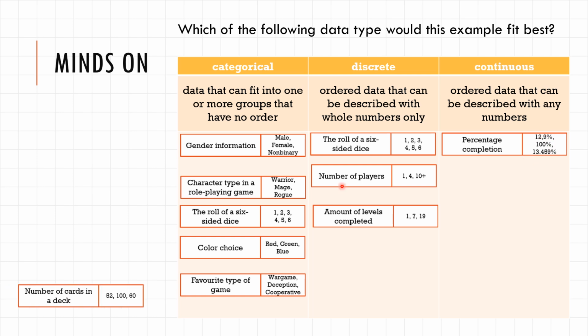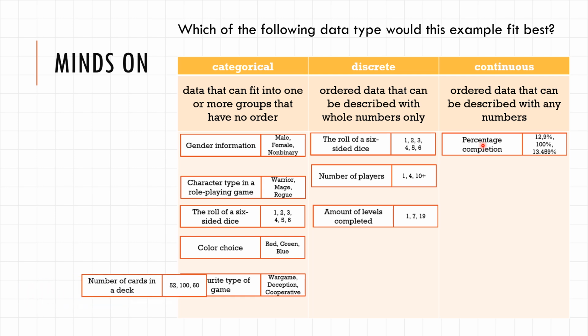Next up, the number of cards in a deck. So you could have 52 cards, you could have 100 cards, you could have 60 cards in some decks. When you play trading card games like Magic: The Gathering, sometimes you have 60 cards in your deck, sometimes you have 100. A standard deck of playing cards usually has 52. When you're looking for the number of cards in a deck, which sort of data would this fall in? Think about that for a second.